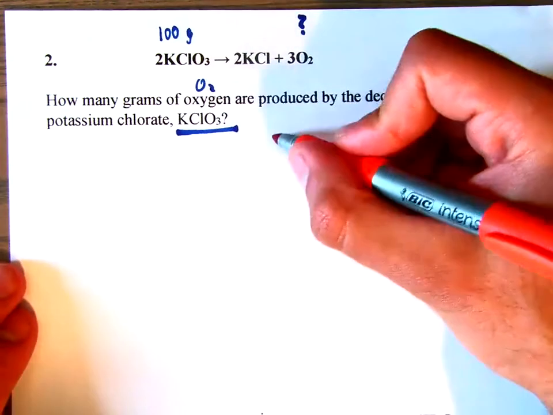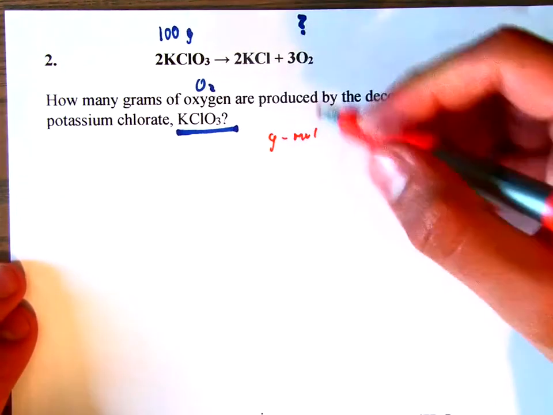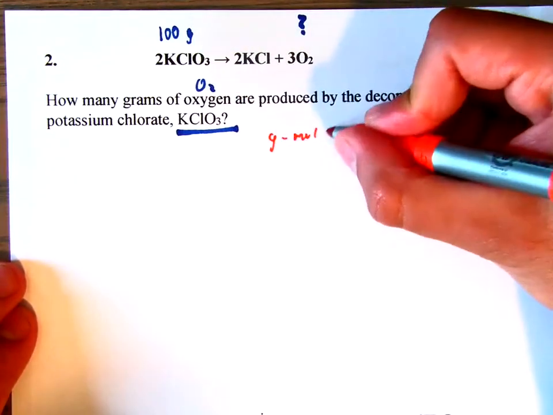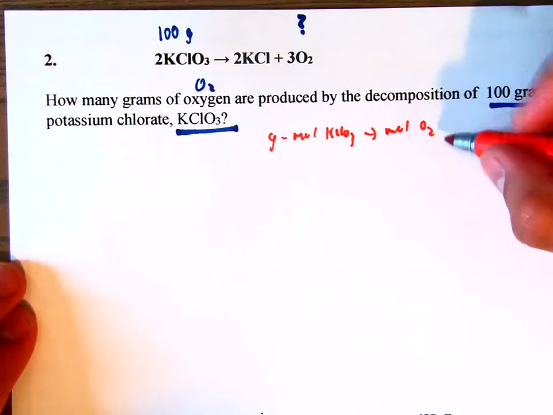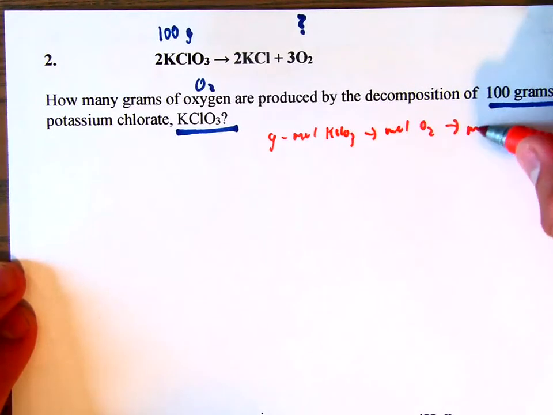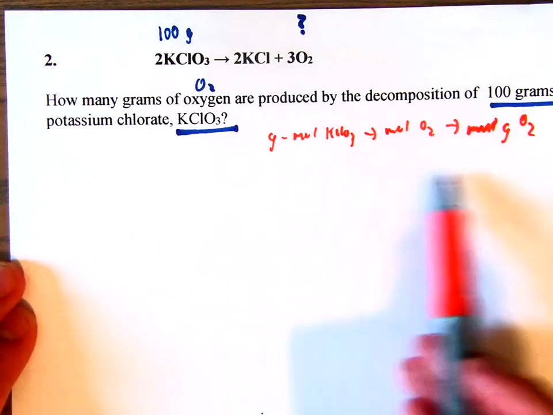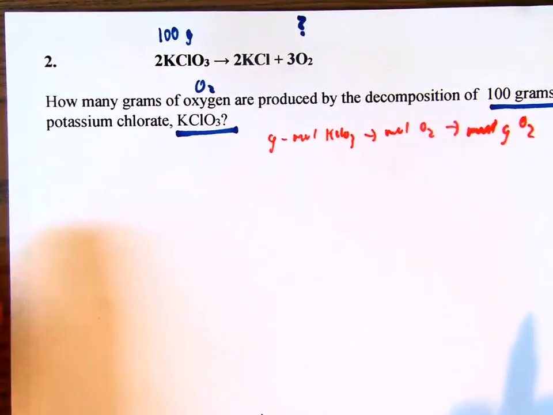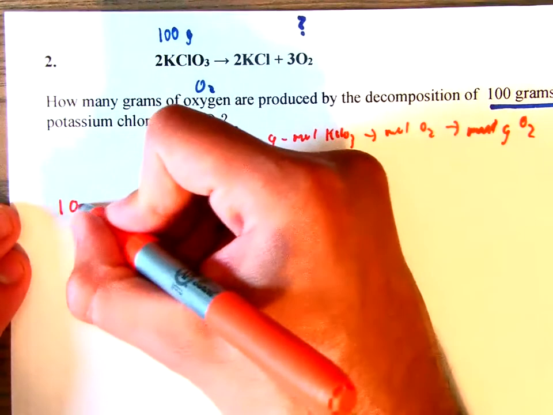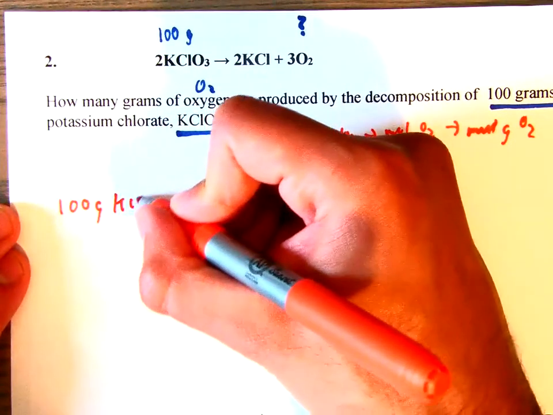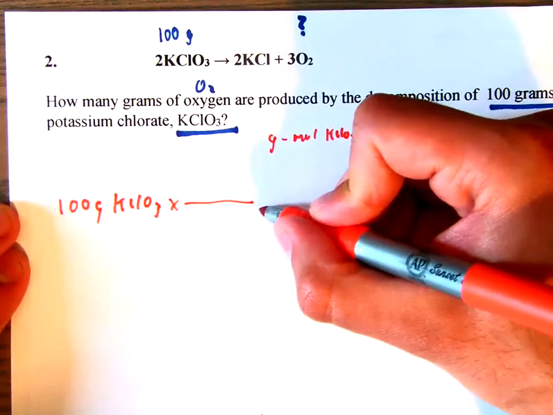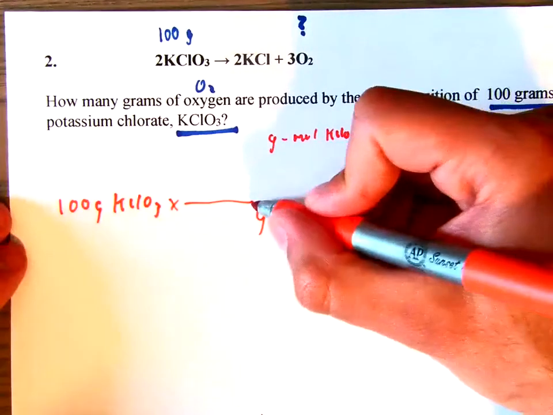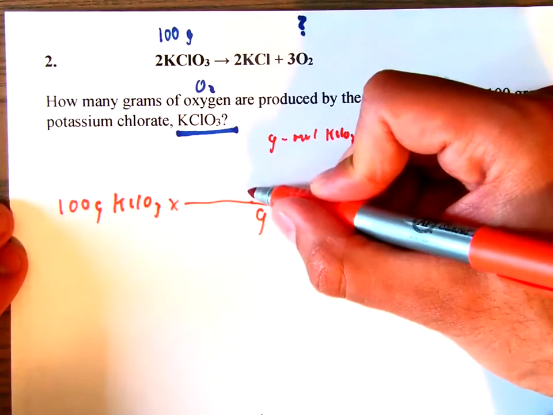Remember, we have to go grams to moles of KClO3. Then I can go to moles of oxygen. Then I can go to grams of oxygen. So I have to take this path. I can't just go grams to grams. Okay, step 1. I have 100 grams of KClO3 times a fraction. Grams go in the bottom, moles go on top.